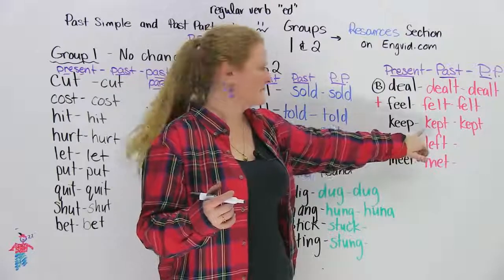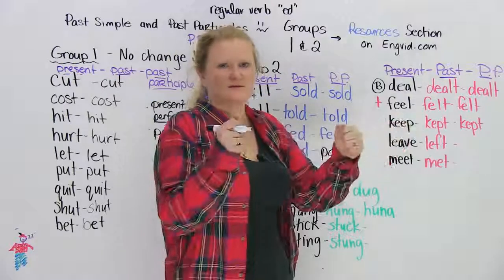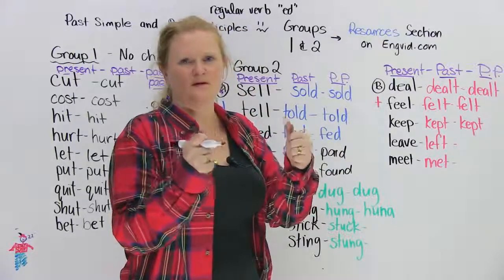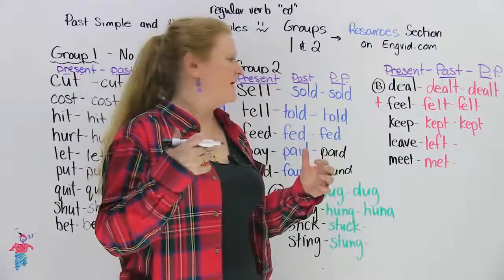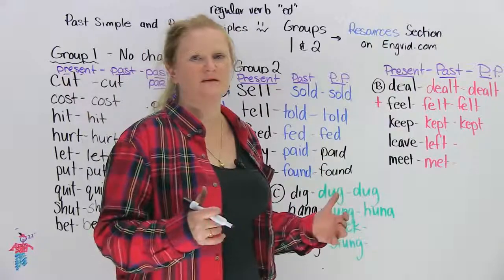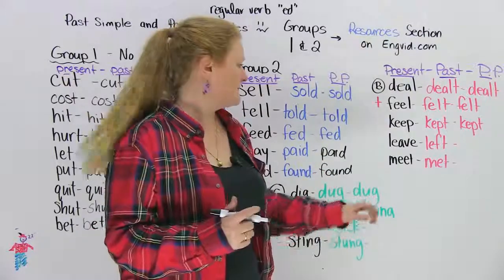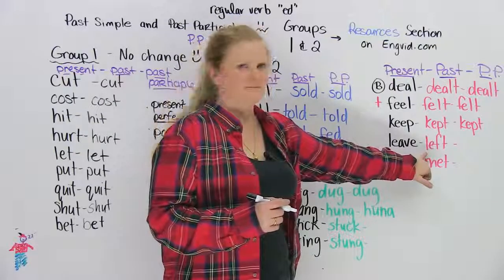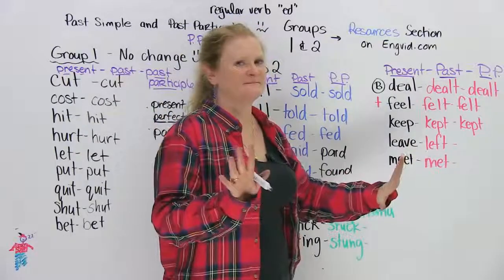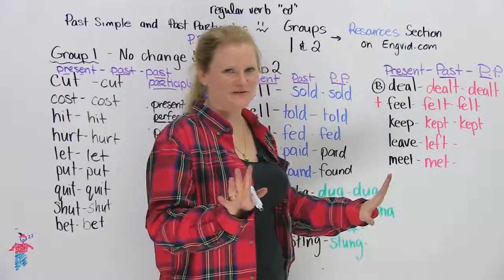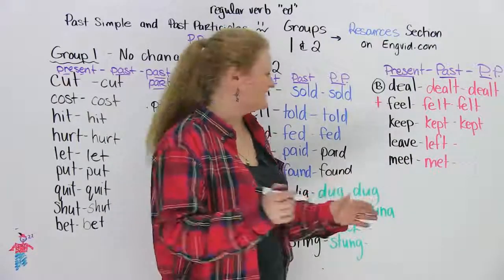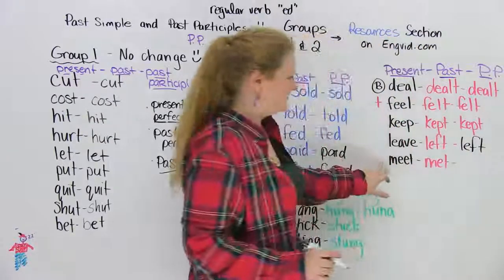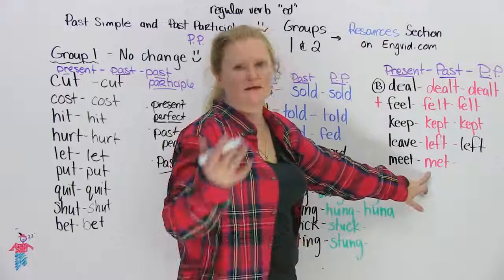Keep, kept, kept. So keep is something that you cherish. For example, I keep all of my cards, or I kept everything you gave me. I have kept the receipt. We have leave. This is left. What do you think the past participle is? Doesn't change. It's left. Yay! And then we have meet, met, and again met.